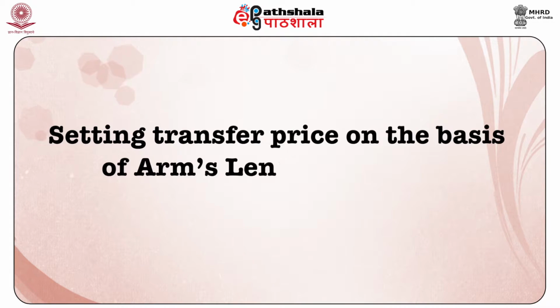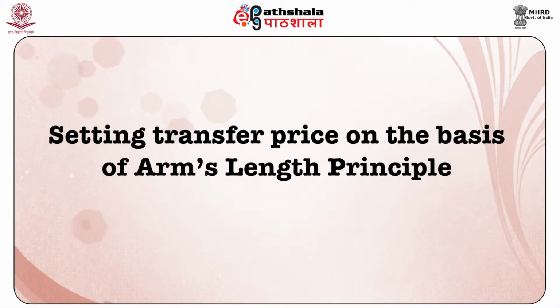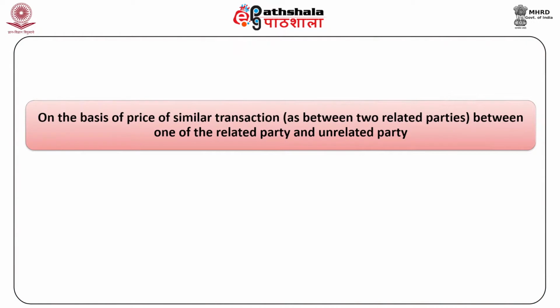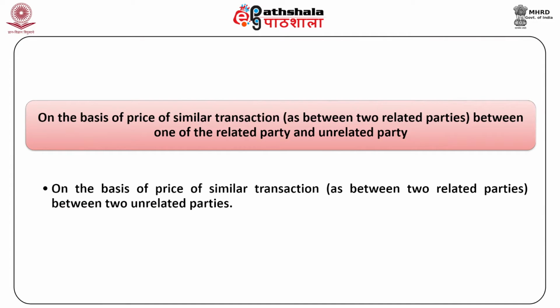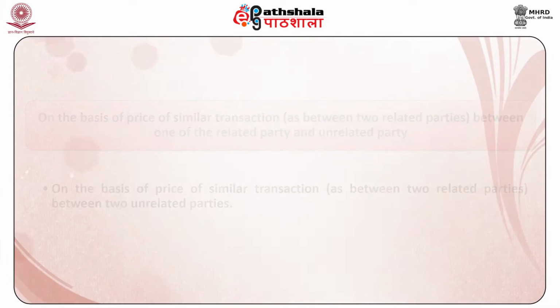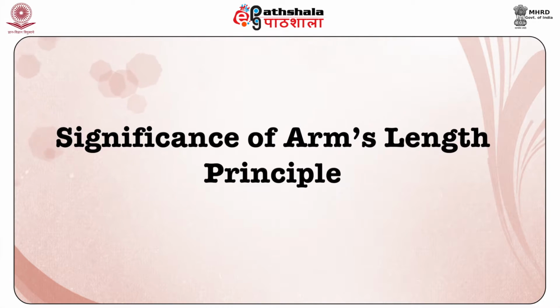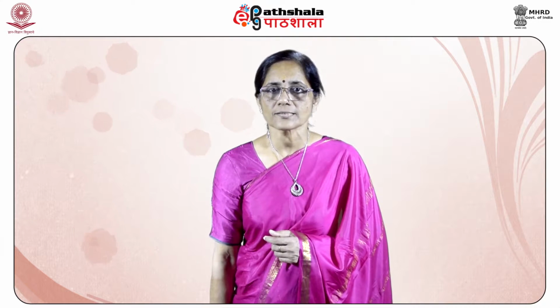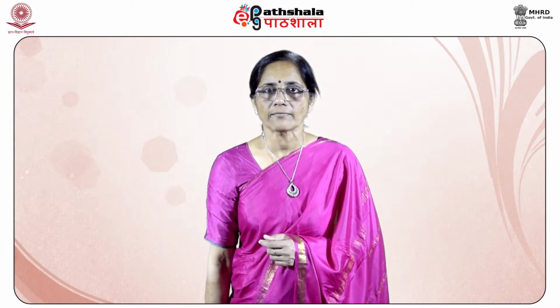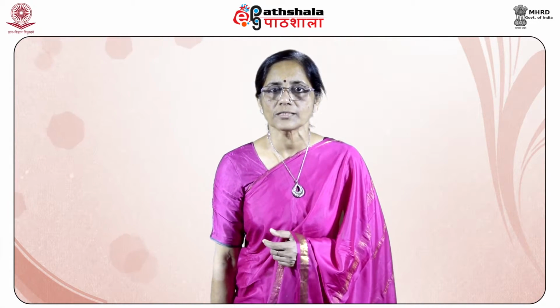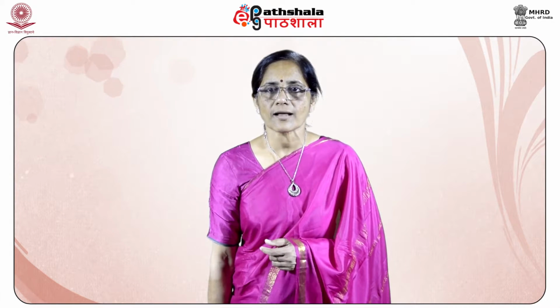Setting transfer price on the basis of arm's length principle: on the basis of price of a similar transaction between one of the related parties and an unrelated party, or on the basis of price of a similar transaction between two unrelated parties. Significance of arm's length principle. Arm's length price is the price which independent entities charge under uncontrolled conditions. It is used to prevent transfer pricing as a technique of tax avoidance.